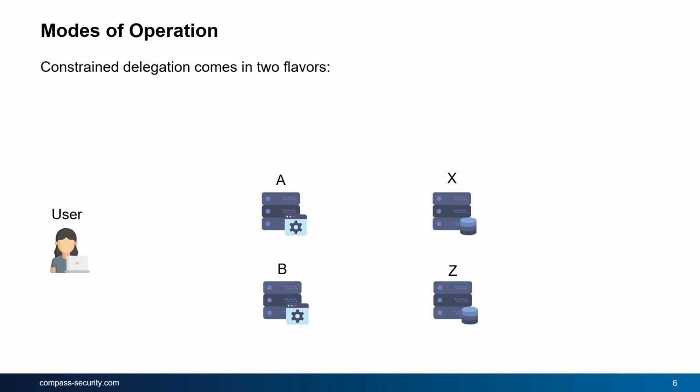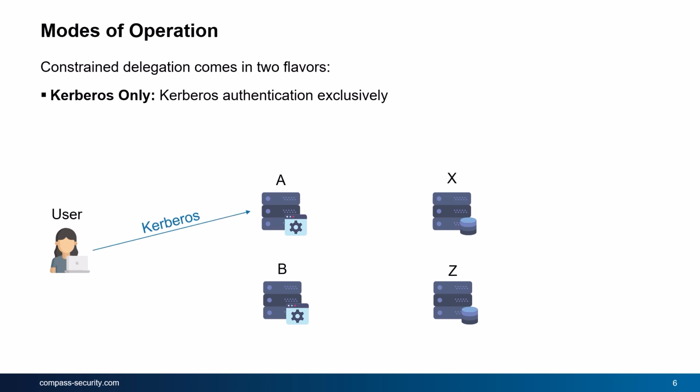Now, constrained delegation knows 2 basic modes of operation or flavors, and this all depends on what kind of authentication protocols are used throughout the whole mechanism. So the first mode is called Kerberos only, which means from the user all the way to the backend service, exclusively Kerberos is used to authenticate and perform the delegation. So the user authenticates via Kerberos to the front-end service, and the front-end service which has the delegation rights then also uses Kerberos for the delegation mechanism to access the backend service as the user. This is the Kerberos only mode.